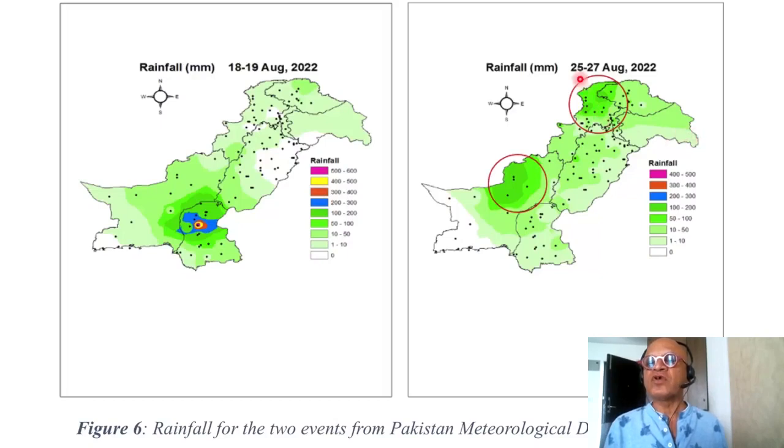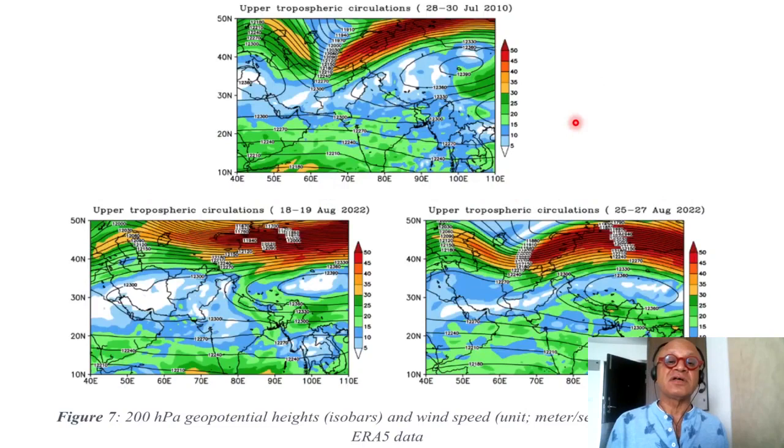This is showing 25 to 27 August 2022, and now it's focused on the western side of Pakistan, northwest and west. Here again rainfalls over 100 millimeter, at least 50 to 100 and maybe 100 to 200 millimeter range, which definitely count as extreme events, especially considering the background amounts.